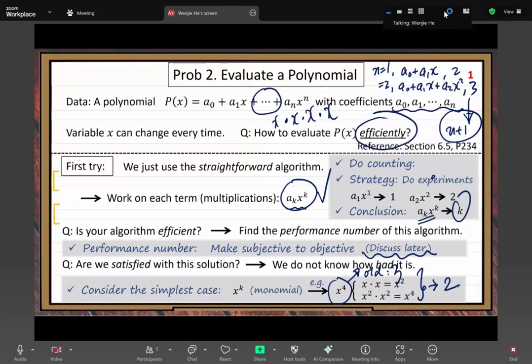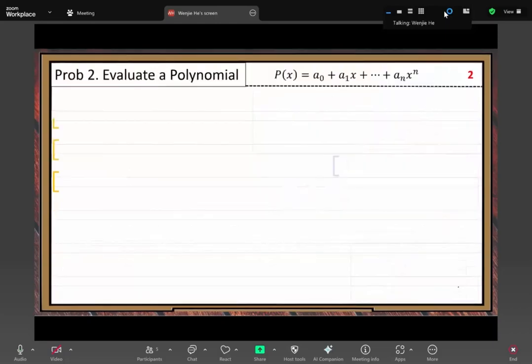Then we see some hope, right? We can do better. If we can find a smart way, we can do better. Okay. Next. Analysis.